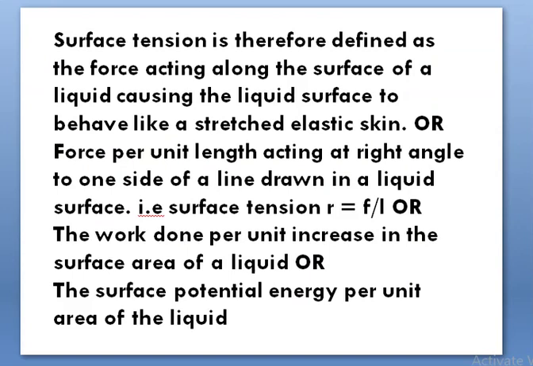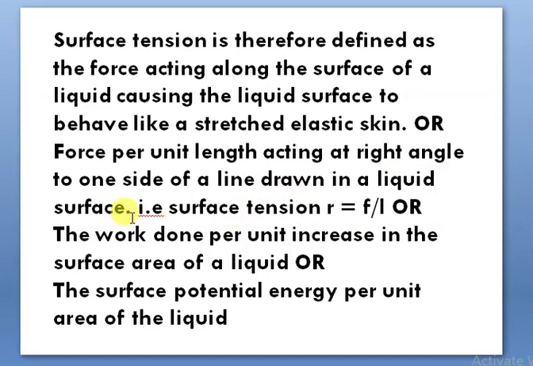Another definition of surface tension: we can define it as force per unit length acting at right angle to one side of a line drawn in a liquid surface. Let's take it again. We can define surface tension as force per unit length acting at right angle to one side of a line drawn in a liquid surface.